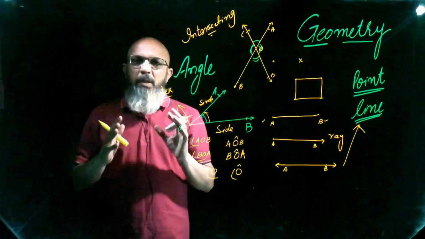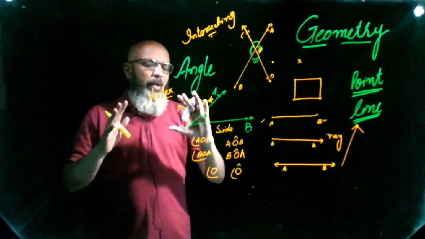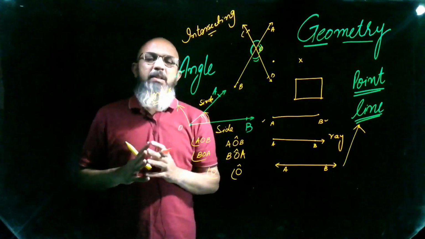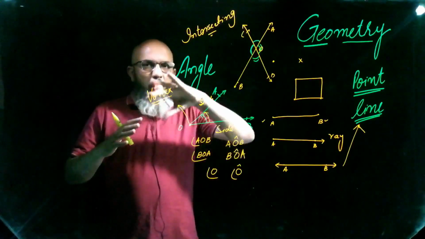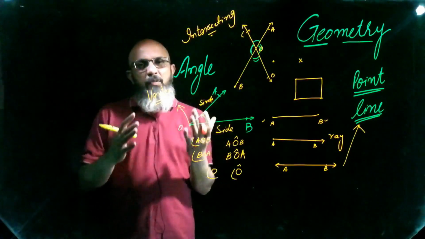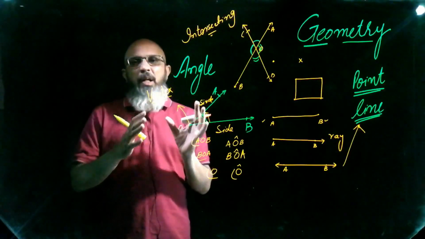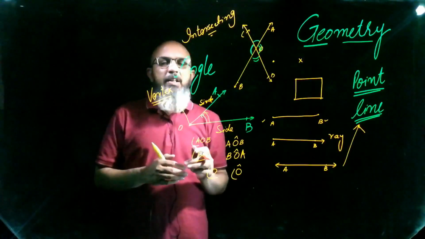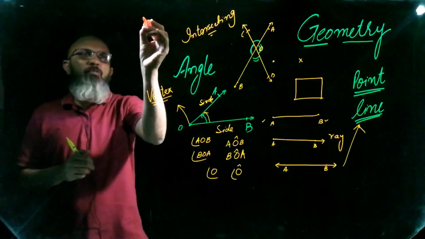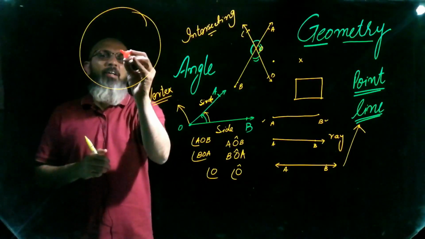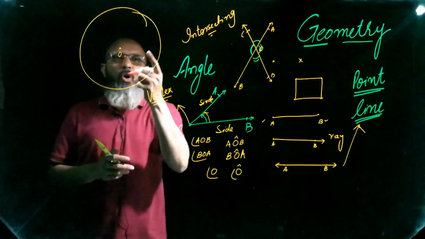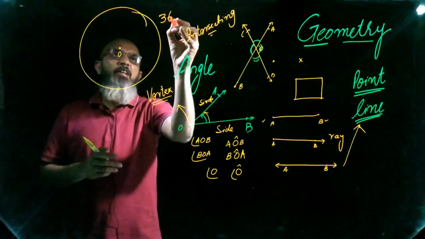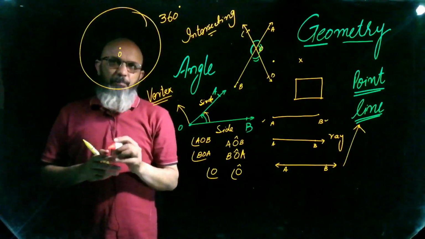So now come to the next thing. How many types of angles are there, and what is the total degree? How can we measure an angle? We can measure angles in degrees. You can understand by a simple example. If we have a circle with the center O, how many degrees is the total angle of a circle? That is 360 degrees.